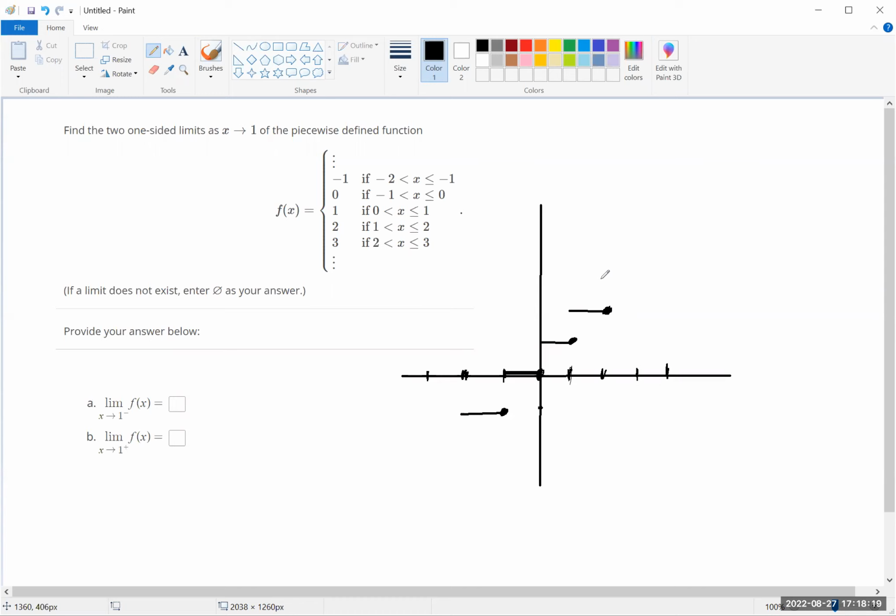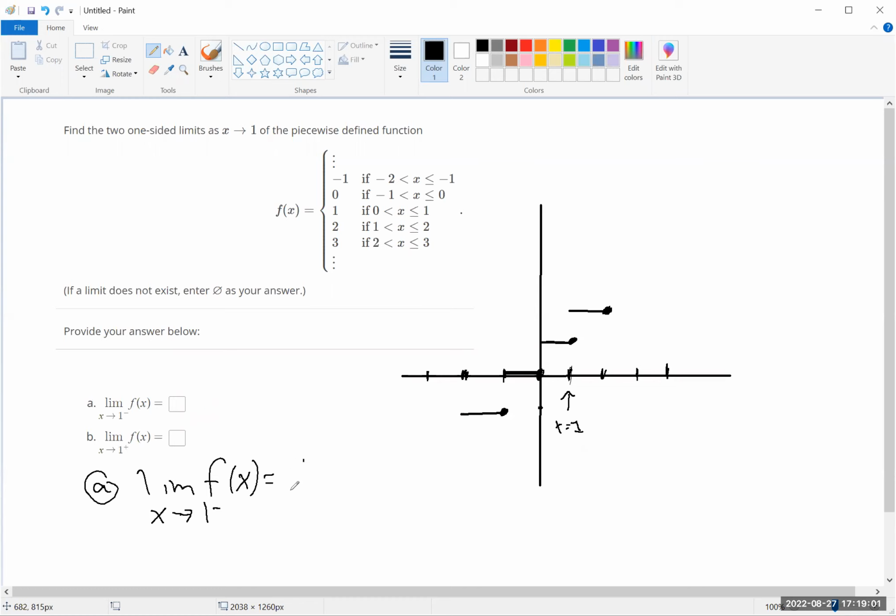because what are we interested in? We're interested in the curve as x approaches 1 from the left. So our focus is somewhere in this area, because this is where x equals 1 is. And so if we're going to approach from the left, we need this piece here. And so for part A, then we're looking at the limit of f of x as x approaches 1 from the left.